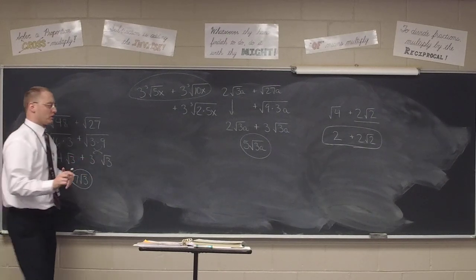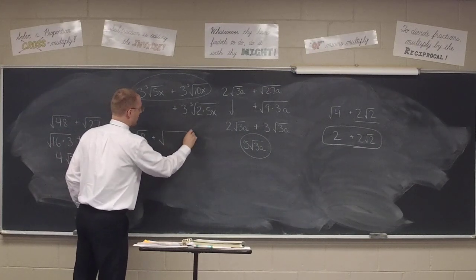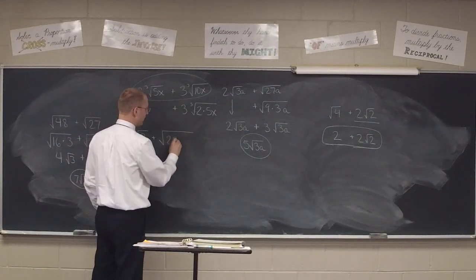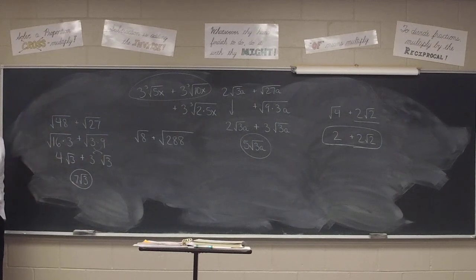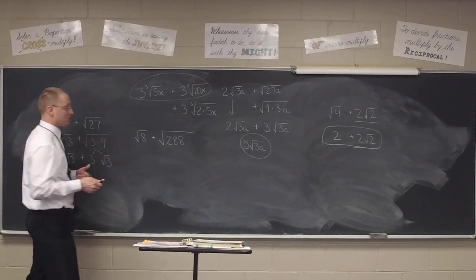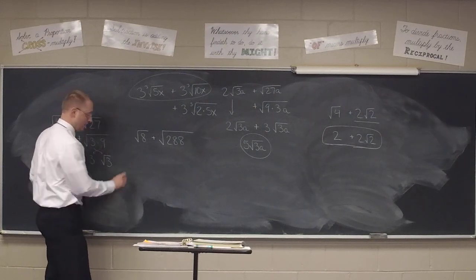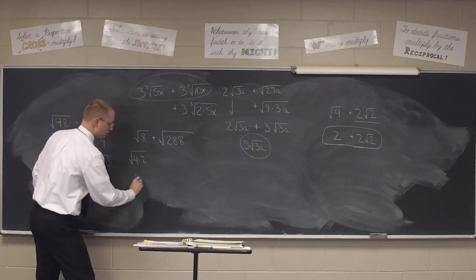Let me give you an example that's not in your textbook. Suppose we had the square root of 8 plus the square root of 288. Now, one of these is easy and one of these isn't, right? I always like to start with the easy one. So, Joshua, let's start by factoring the square root of 8, and let's factor it into 4 times 2 to get 2 times the square root of 2.